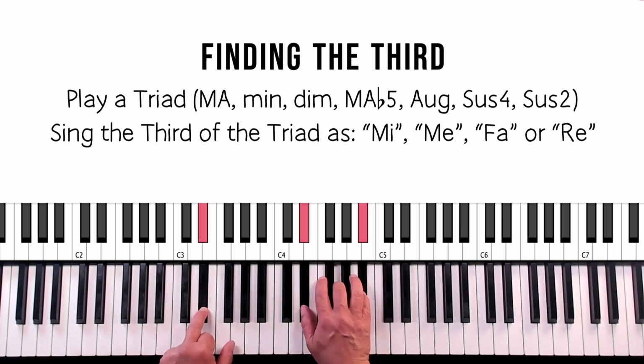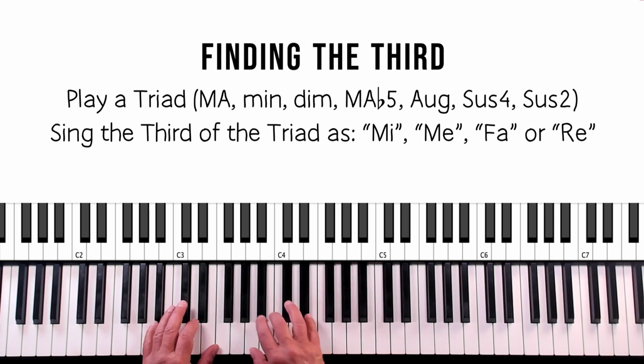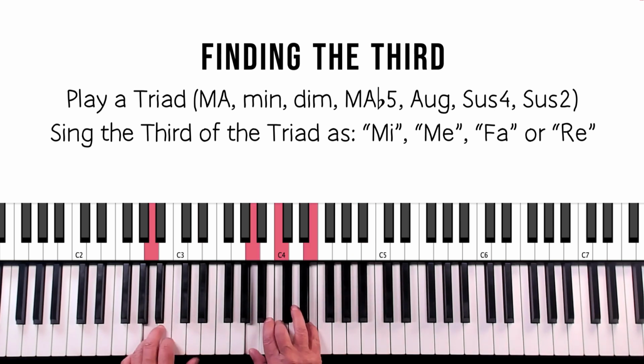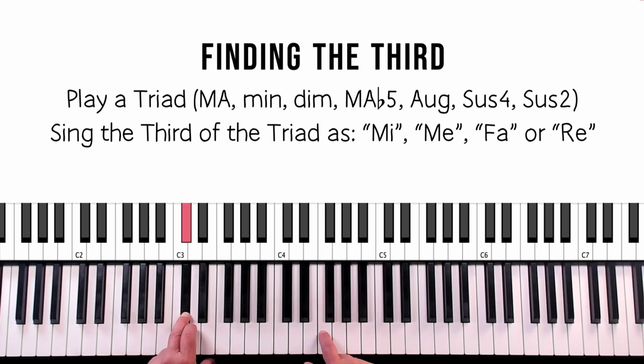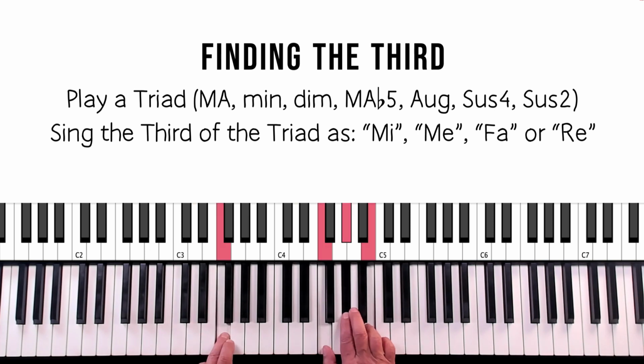Mi. And let's go to A minor. We're gonna sing the third. Me. Moving on, let's go to D flat major flat 5. We're gonna sing the third. Mi. And let's go to F diminished. And let's hear the middle note, the third. We're gonna sing a flat 3. Me.